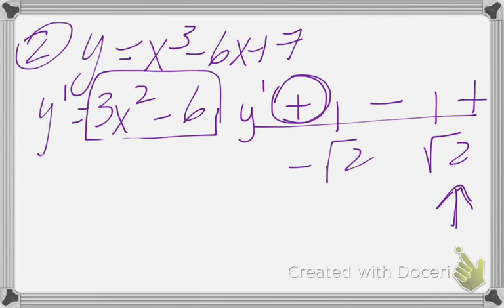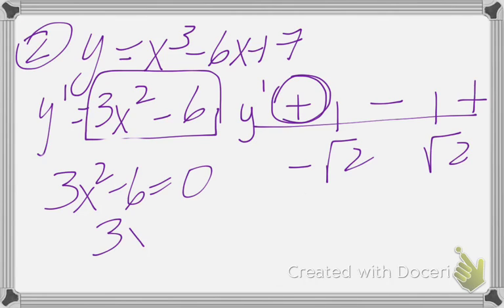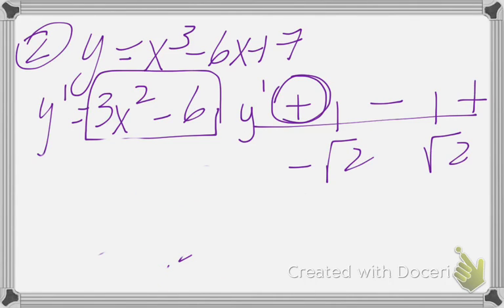Okay, D says that it's decreasing for all values such that x is greater than radical 2. That's not true. Wait a minute, something's not right here. Let's go through these again. Let's make sure we didn't make a mistake. So y prime, 3x squared minus 6, let's just do this again, equals 0. 3x squared equals 6, x squared equals 2. Yeah. Okay, so that part's right. Let's just check our values again, unless we're reading the question wrong.